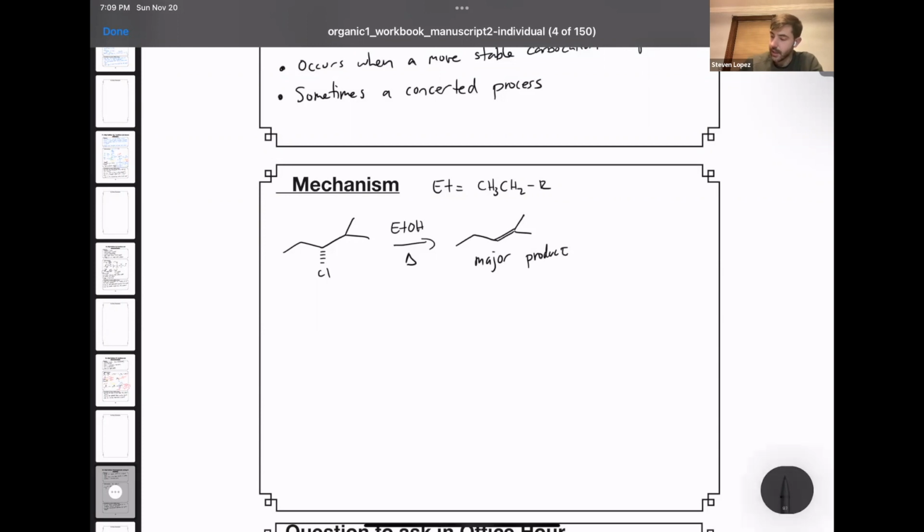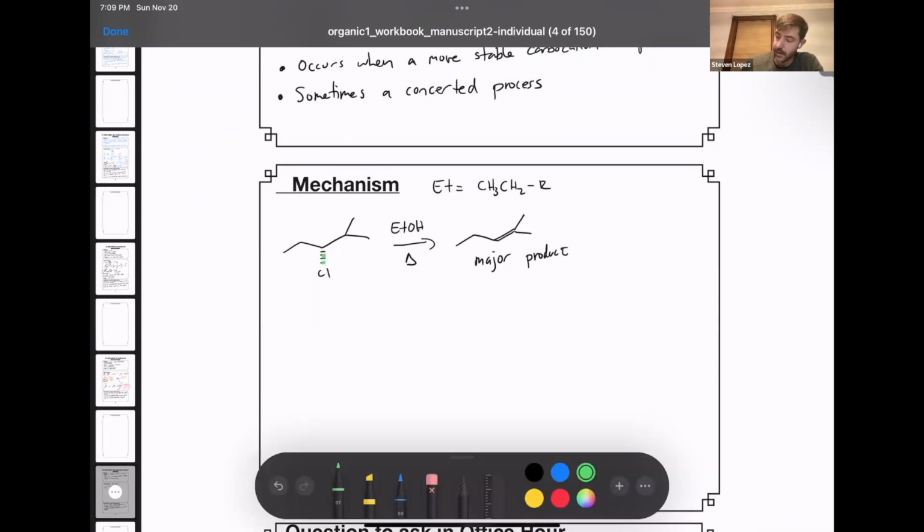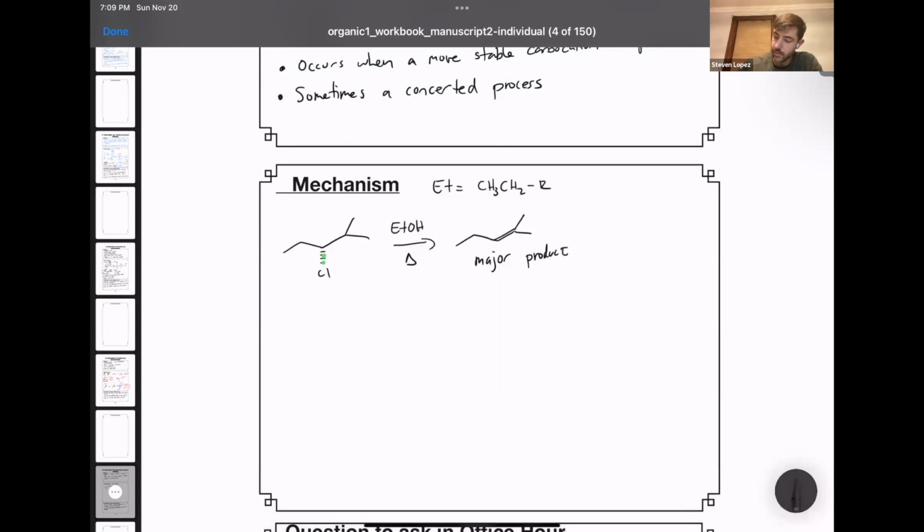So in this reaction, the two electrons that are in the carbon-chlorine bond will move onto chlorine, since chlorine is a very good leaving group. And the resulting carbocation intermediate looks like this. You'll notice that this is a secondary carbocation. When I'm looking at E1 reactions and SN1 reactions, I always look to see if there's a possible shift of this cation to another more substituted position.